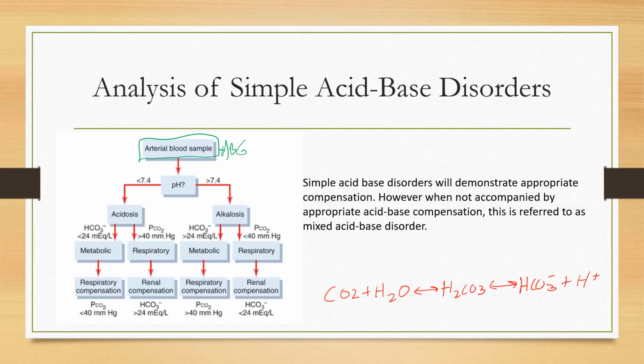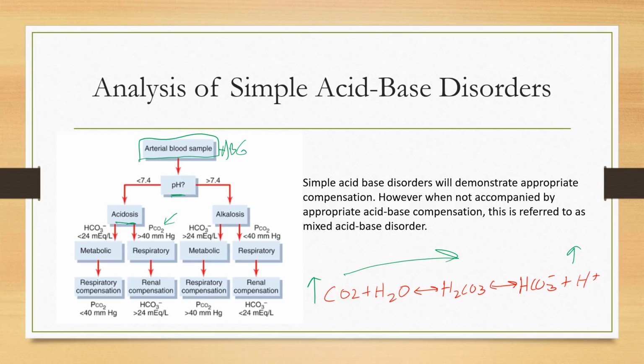So first things first, look at the pH. Are they acidotic or alkalotic? Let's say they're acidotic. Well, the next step is to look at the bicarb and the PCO2. For example, let's say the PCO2 is elevated. Well, an elevated PCO2 can cause acidosis. An increase in CO2 causes a shift in the equation, so we're increasing the amount of free proton. That can cause an acidosis.